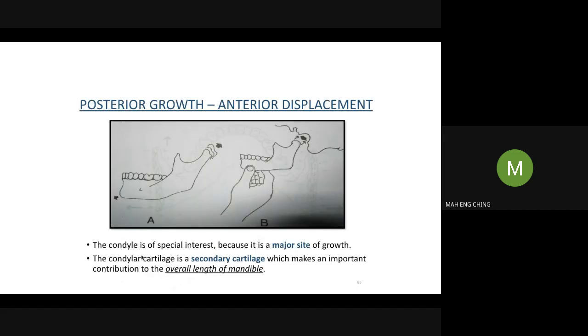So the condyle is of special interest because it's a major site of growth. Imagine this condyle will grow, then the jaw also will grow. This is caused by the secondary displacement and the primary displacement also. So condyle cartilage is secondary cartilage, which makes an important contribution to overgrowth of the mandible, the overall length of the mandible. So if the condyle grows, then the jaw also will grow longer and longer, anteriorly and inferiorly.